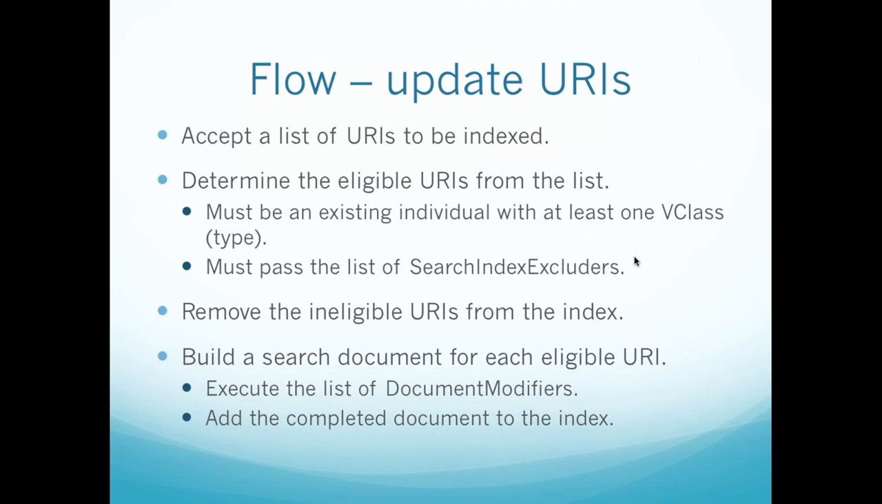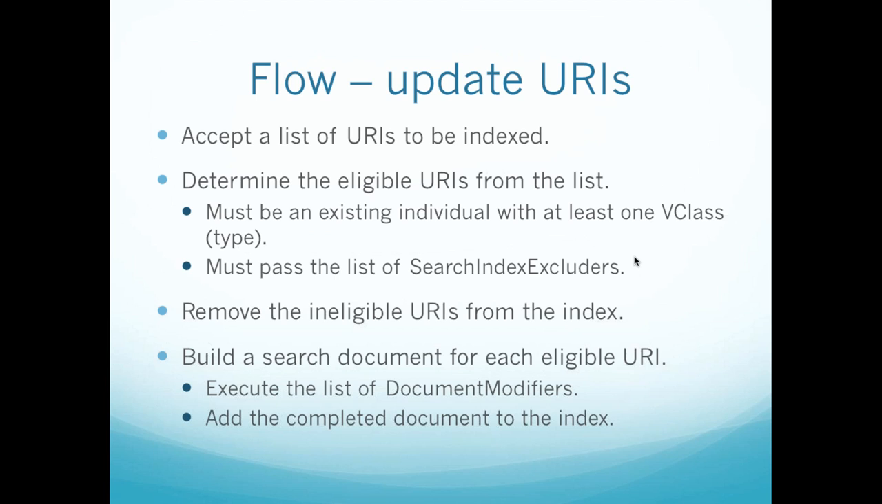Okay. So let me just say what happens when you provide a list of URIs and say I'd like these to be updated through the search indexing service. We get that list. We determine which of those URIs should be in the search index. If there is no individual with that URI, we're not going to create a record for them. If there is an individual that doesn't have a type associated with it, we're not going to create a record for them. We also have a list of excluders that this gets passed through one after another, and any one of those excluder objects may reject that individual.